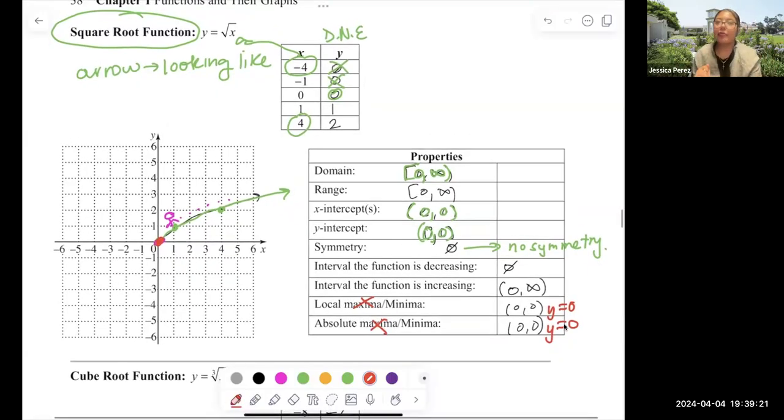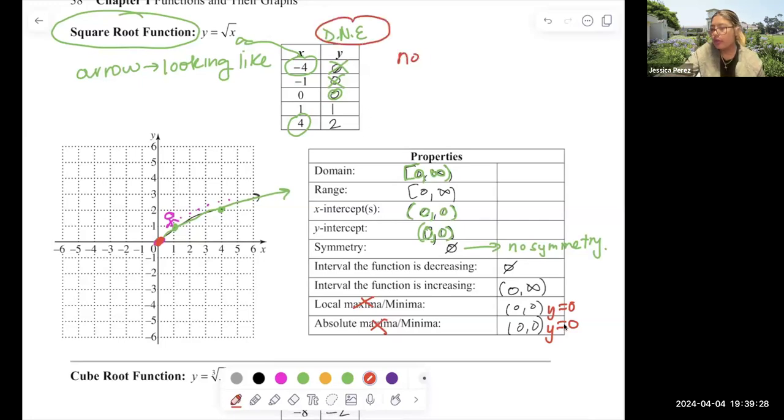And that is the square root function. Okay. Be careful with this. No negatives inside a square root. So that's when you have just the square root of x, okay? The domain.